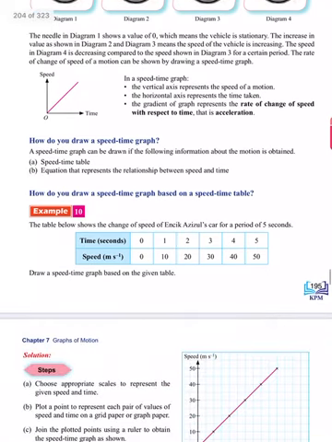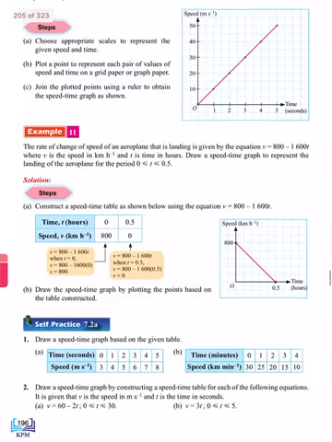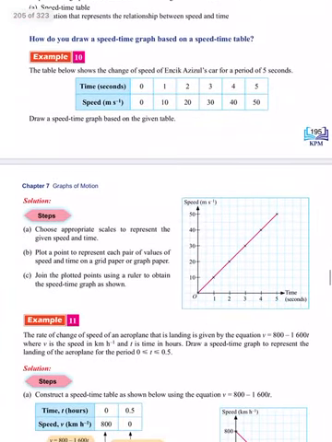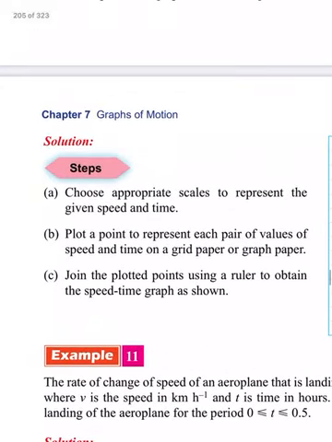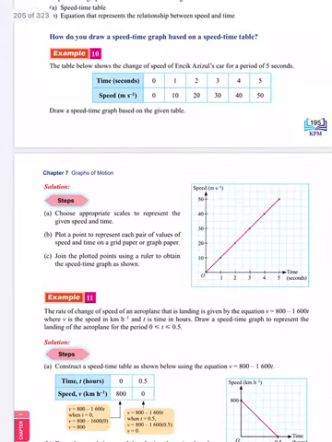So let's look at example 10 here. Given the data, it asks you to draw a speed time graph. Again, drawing a graph means you have to plot the graph in detail, and you must use a ruler. Here are the steps. Choose appropriate scales, plot the points, and then in the end join all the plotted points using a ruler.